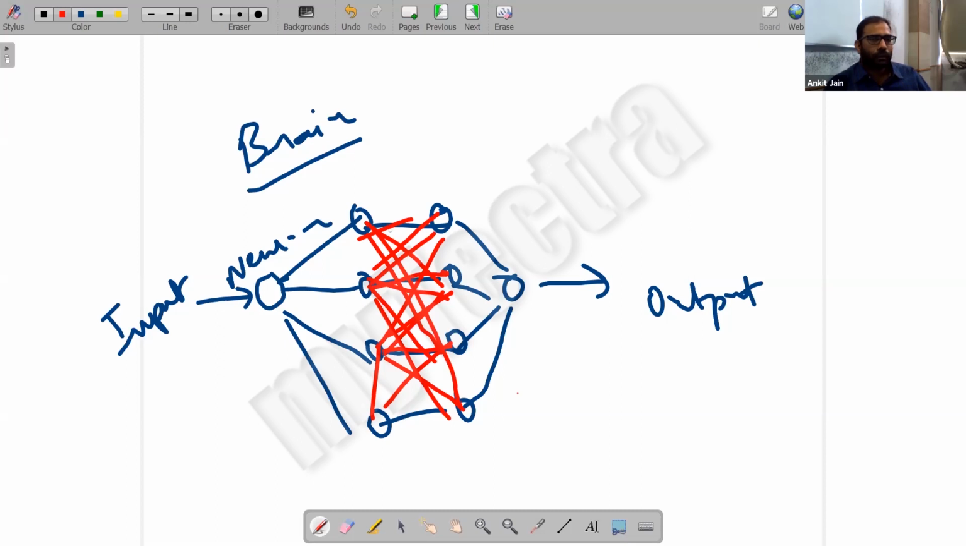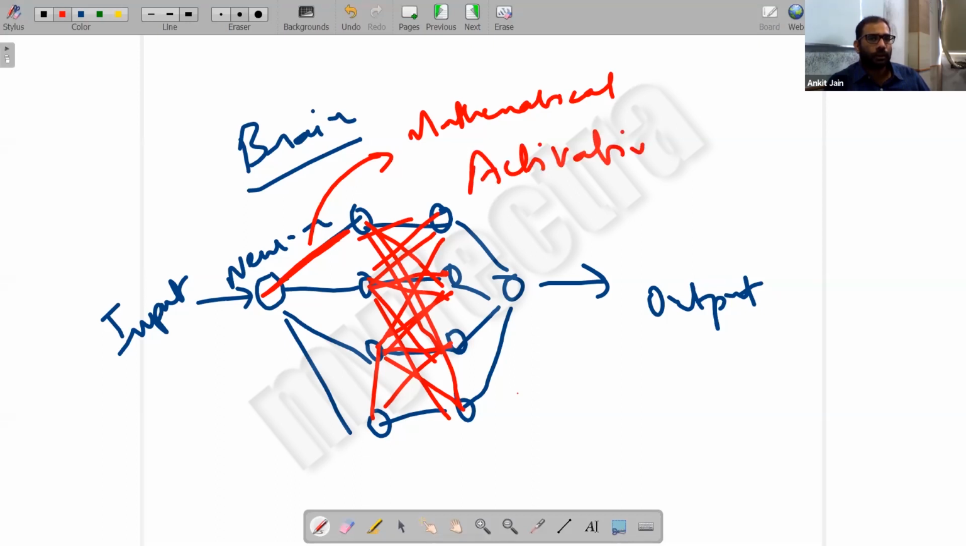Now, this communication which is happening is mathematically coded using activation functions. So what happens is, one input which I give to this neuron will be put into an activation function, and then it will go with that activation, it will pass this information to the other neurons. Is it clear? There are different types of activation functions.